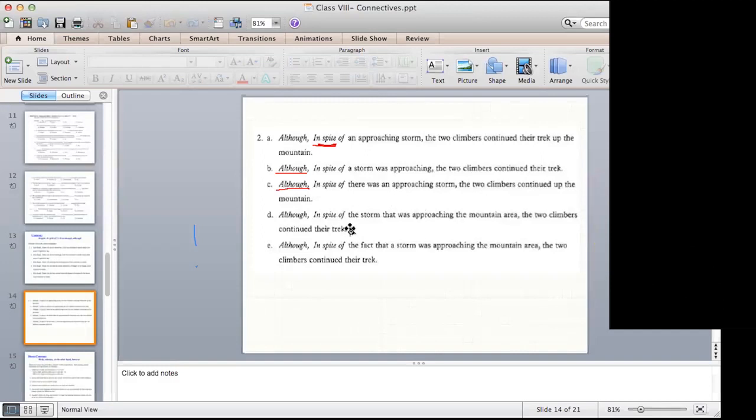Although, in spite of the fact that, again, the fact is a noun, and because we have a noun, of course we are going to use in spite of. In spite of the fact that the storm was approaching, the two climbers continued their trek. Very nice, good, cool. Now, we have some direct contrast again. Of course, we have seen this before, but there's no harm having a look at this again. While, whereas, on the other hand, however. They all express contrast here, the connectives here.